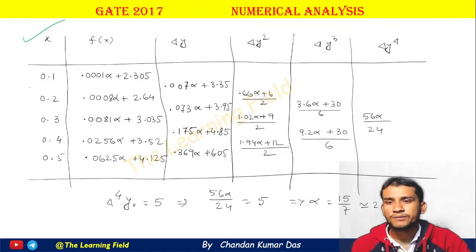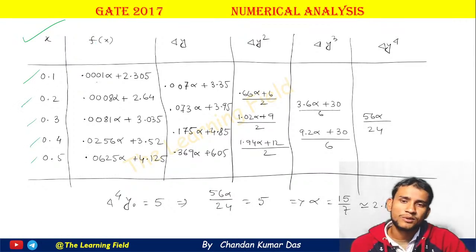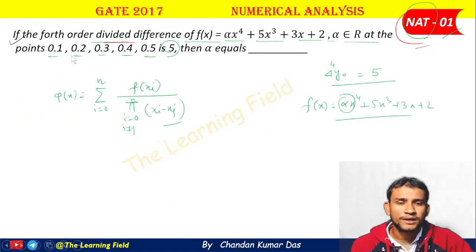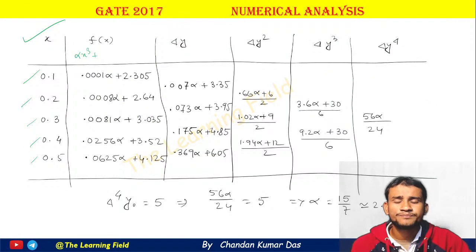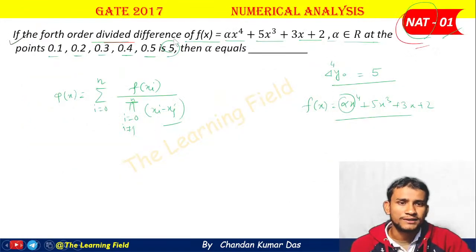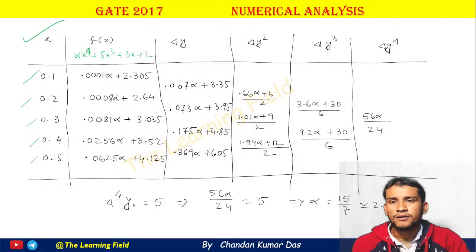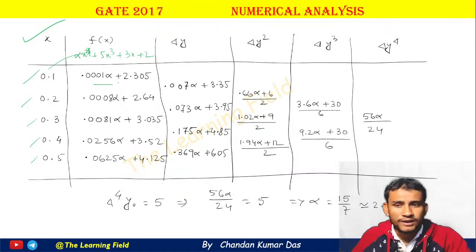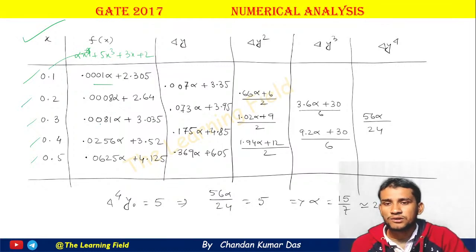In the difference table, the values of xi are 0.1, 0.2, 0.3, 0.4 and 0.5. The given function is f(x) equal to alpha x to the power 4 plus 5x cube plus 3x plus 2. So this is the value of f(x). We put the values of xi into this to get these values: f(x0), f(x1), f(x2) and so on. So these are the values of f(xi).